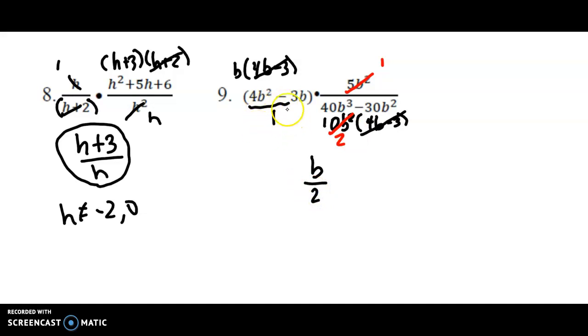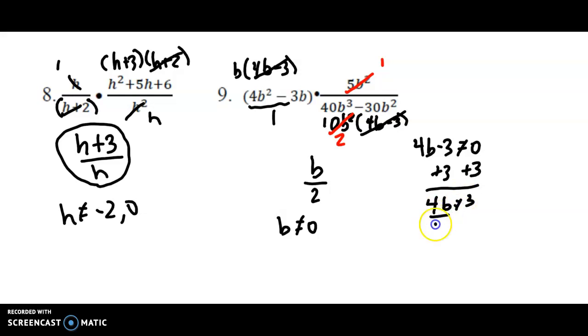Excluded values: monomial, no variable, no excluded value. Here, when I factor this, I got a monomial with a variable, so b cannot be equal to 0. And for the other one, 4b - 3, we're going to have to solve that one. Add 3: 4b cannot equal 3. Divide by 4: b cannot equal 3/4. My other excluded value is 3/4.